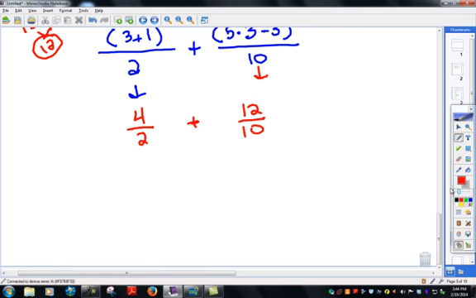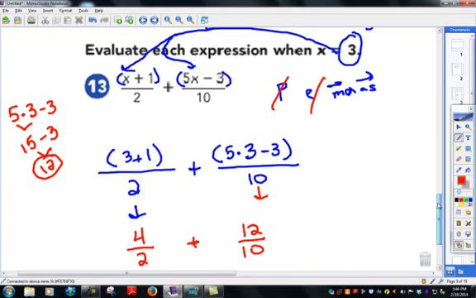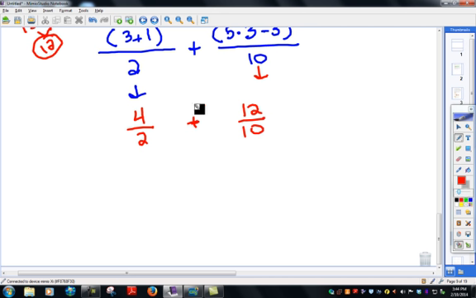Now we've got to keep following PEMDAS. We've done our parentheses. There are no exponents. Now we go to multiplication or division. These are both fractions, so we've got to do the division on both of these. 4 divided by 2 is going to equal 2. Bring down your plus. We've got to do 12 divided by 10. That's going to equal 1.2. Now we must do our addition, finally, because we were done with our multiplication or division, and we're going to get 3.2.